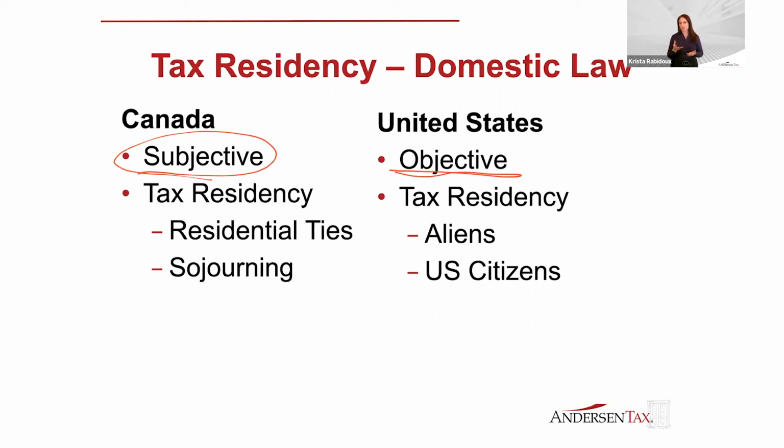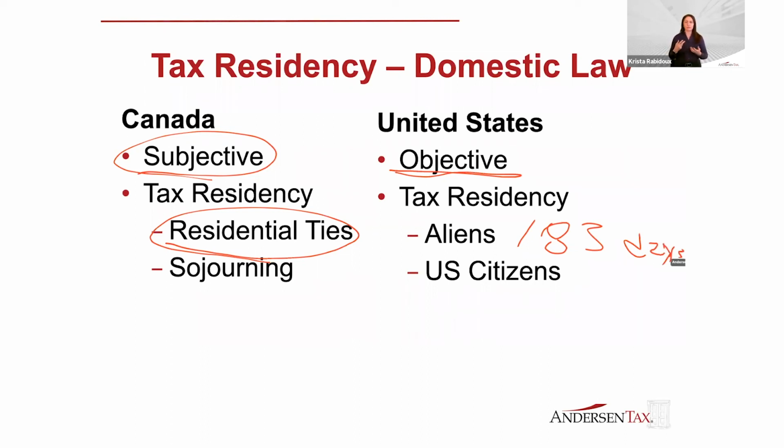Under Canada's rules, although they had the sojourning rule of 183 days, a lot of what they look at is the actual residential ties that you have to this country and whether you have a significant amount that may treat you as a resident for purposes of taxation. The US side is more objective in its approach, with the 183-day calculation. It could be 183 days or more in a current year, or it could be over a 3-year period.